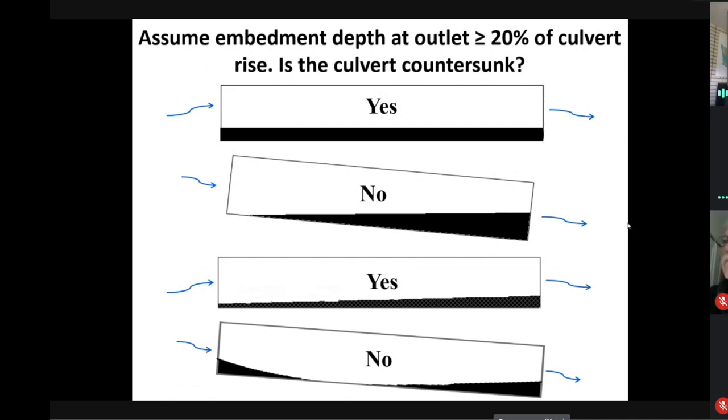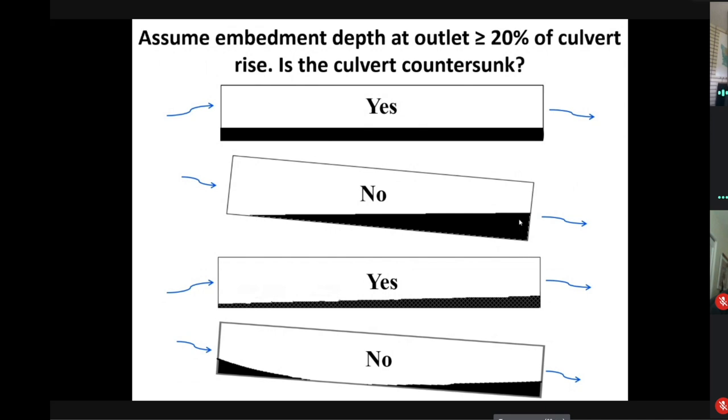So it can be deceiving, especially with this bottom one. If you can't see into the pipe and it's too small to get in there and walk or anything, you might not know if there's sediment in the middle. You see it at the inlet and the outlet. And again, the 20% is 20% of the rise of the pipe. So if you have sediment at the outlet and at the inlet, and you're trying to figure out if it's 20% or not, you really need to get the gravel probe and find the bottom of the pipe.